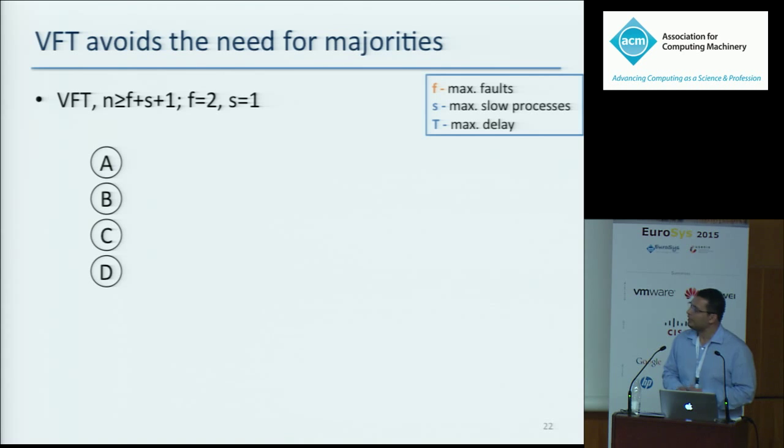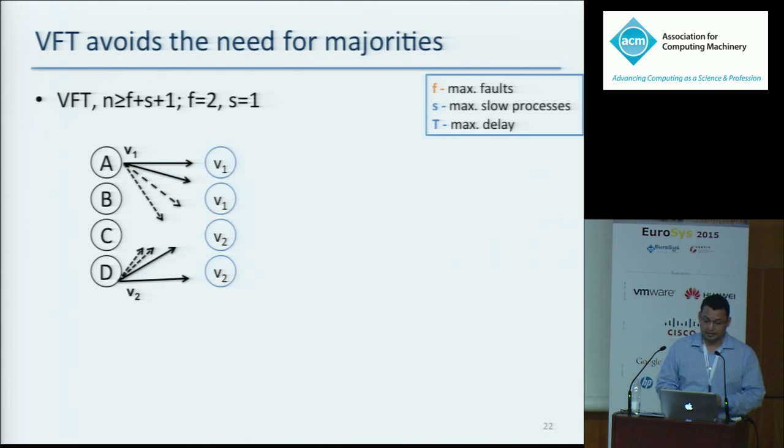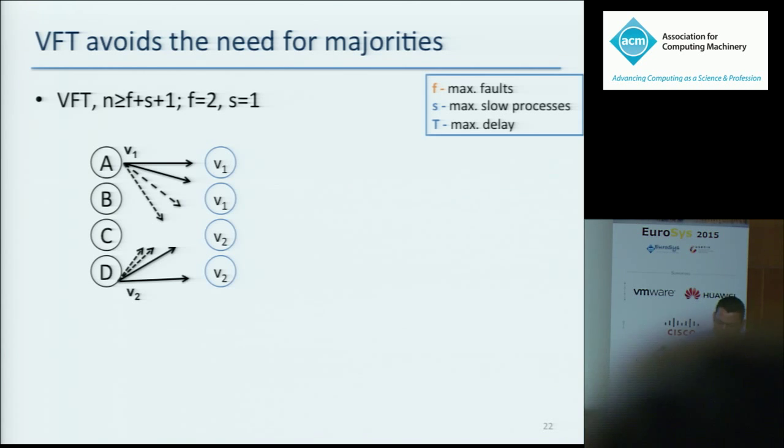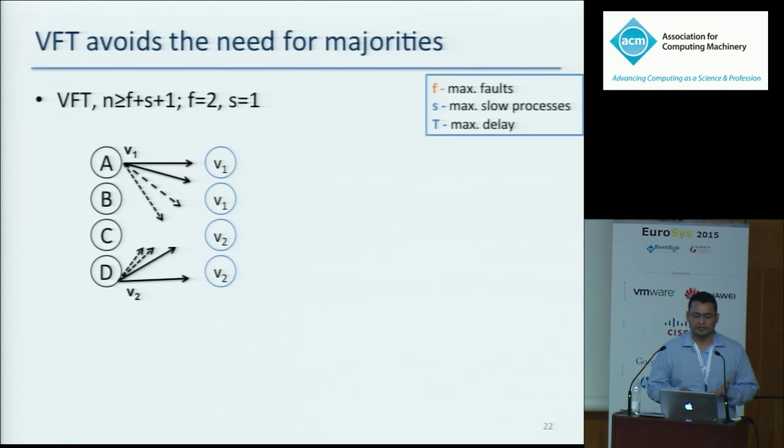In contrast here, we use only 4 replicas to tolerate 2 faults by setting S equal to 1. This implies that we need to be able to make progress with only 2 other replicas, because the remaining ones may have crashed. But this raises the question: this is not a majority, so how can we ensure intersection?